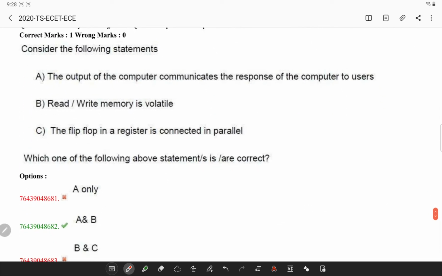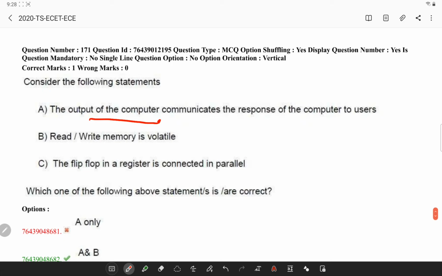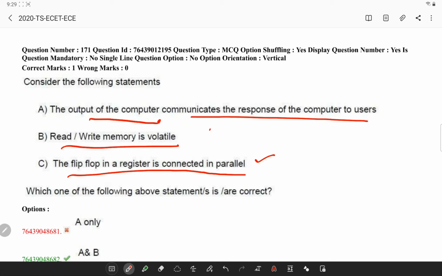Next, consider the following statements. The output of a computer communicates to the response of a communicator. Flip-flops in a register are connected in parallel. Read and write memory is volatile. Generally, n flip-flops are connected in order to store n bits of data.